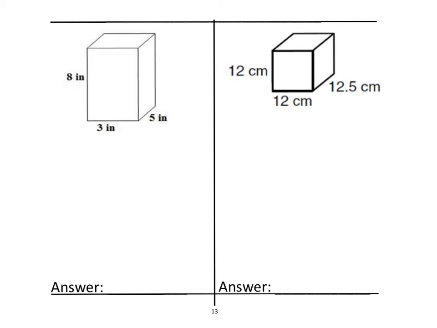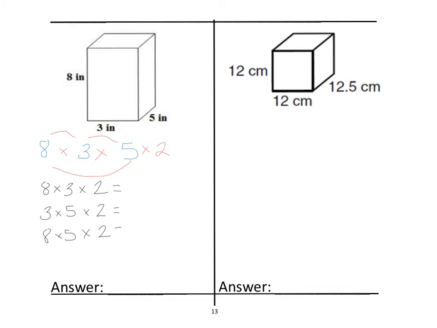First thing we have to do is write out what our dimensions are. In this case, our dimensions are 8, 3, and 5. So if we do the smiley face method, pretty smiley face, and we know we're going to have to multiply by 2. So first we're going to do 8 times 3 times 2. And then we want to do 3 times 5 times 2. And we want to do 8 times 5 times 2. So notice that we multiplied all the dimensions by the other 2. And we multiplied each of them by 2 because there are 2 faces that are 8 by 3.